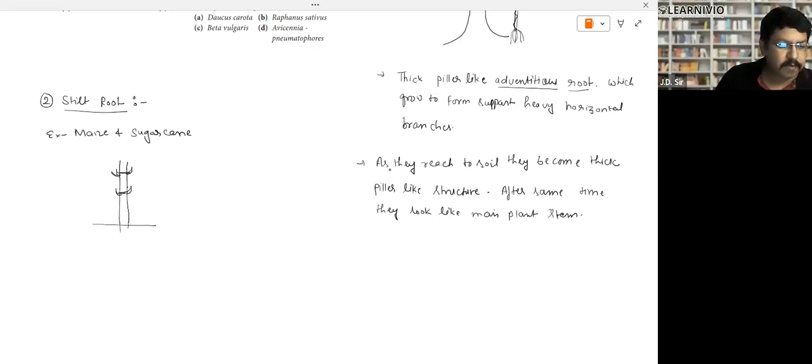And obviously, I have already told you that there are adventitious roots. So adventitious roots are there, obviously. Along with the adventitious roots, there are some supporting kinds of roots. You will see these are the aerial roots and they are supporting. They are basically called stilt roots. So please write it down, stilt root.